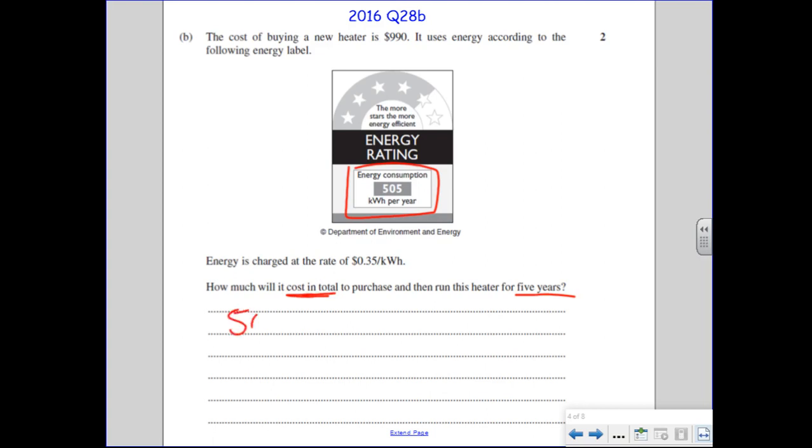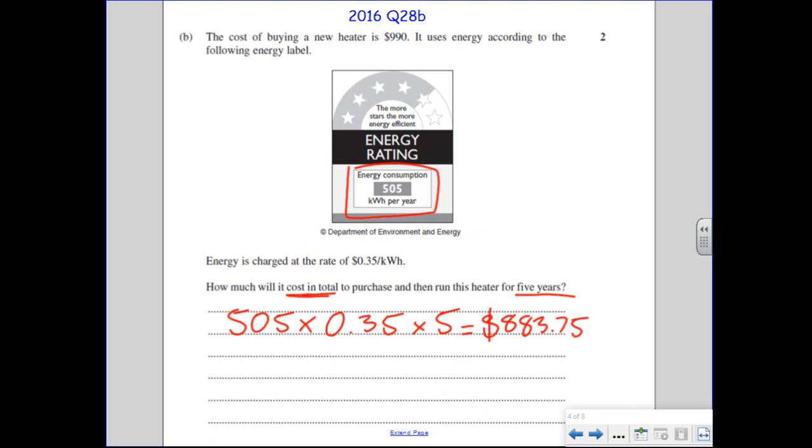Well, we saw that it's 505 kilowatt hours. So we're going to times that by 35 cents. And that's for 1 year. So we're just going to times that by 5 for 5 years, which equals $883.75. But that is not the answer just yet. That will get you 1 out of 2.